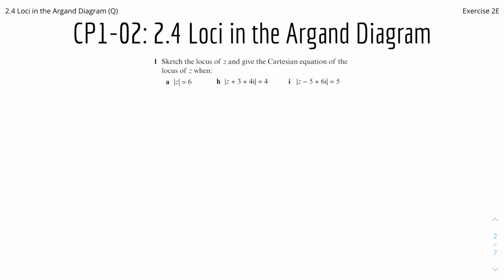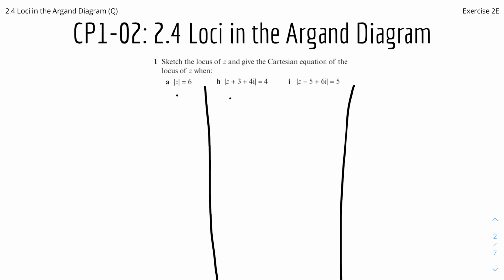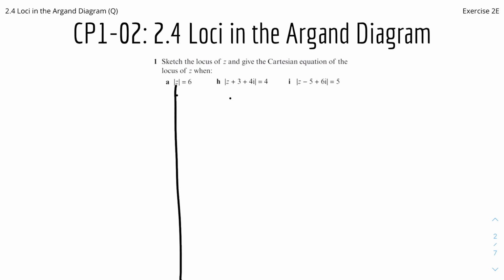These questions are from exercise 2E from the Core Pure 1 textbook from Edexcel, so you can check it out yourself. But anyways, here's question 1. Sketch the locus of z and give the Cartesian equation of the locus of z when a, h, and i. I'll split it into 3 different parts.